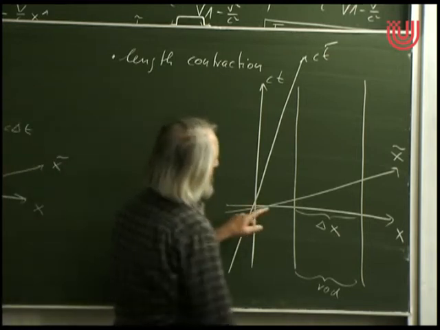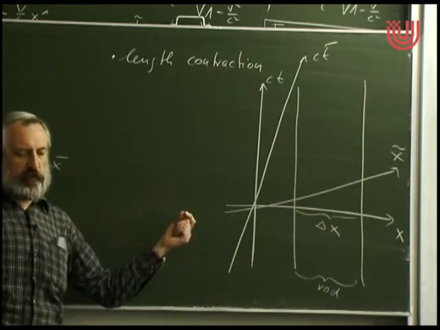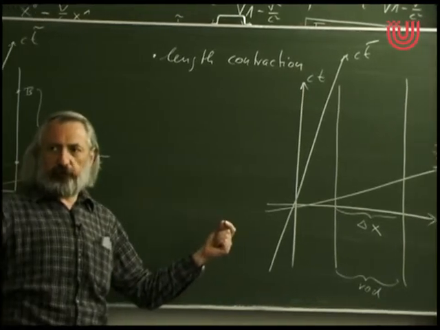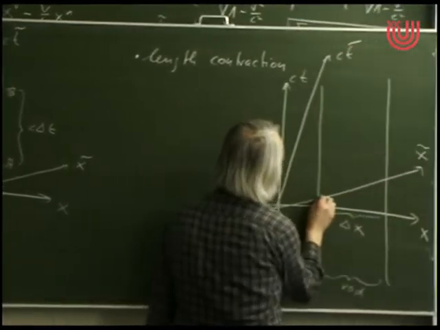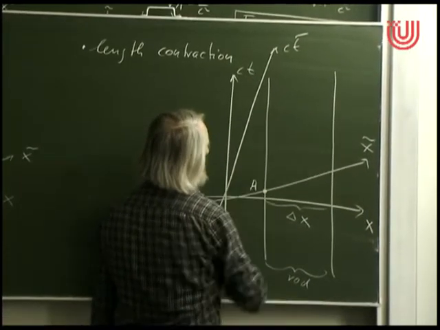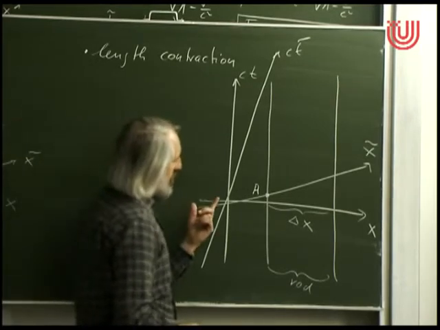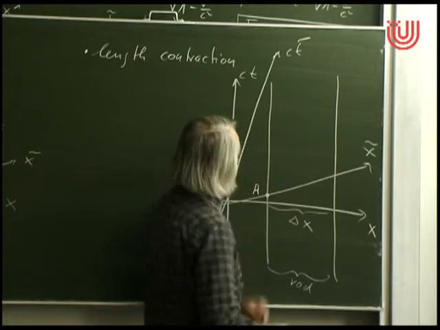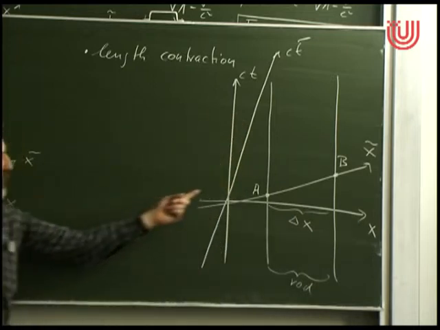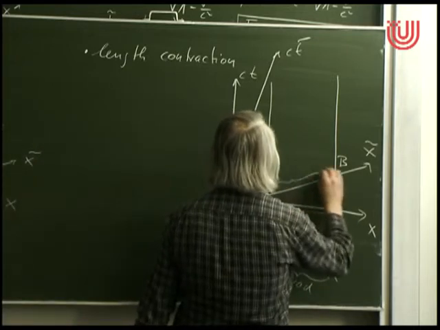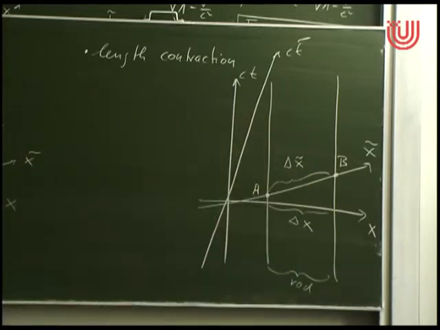The length of the rod in the moving system is of course defined in the way that I have to consider two events which are simultaneous in the moving system. Then I have to see what is the spatial distance of these two things. If an event A takes place at the left-hand side of the rod, then the event which takes place at the same time in the tilde system at the other end of the rod is this event here. So that's the difference which I have to consider. That would be my delta x tilde.